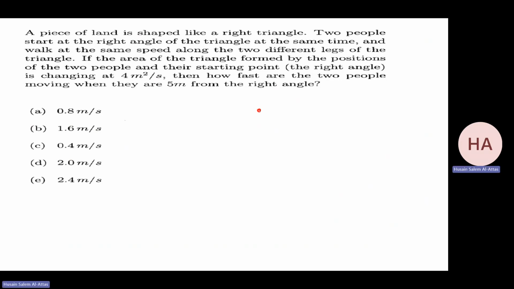Okay. Two people start at the right angle, the triangle, at the same time. They move at the same time and walk at the same speed along the two different legs. I have one leg, right angle, triangle, another leg. So they move. This is x, at the same time and the same speed. So I call this x, we call this x.